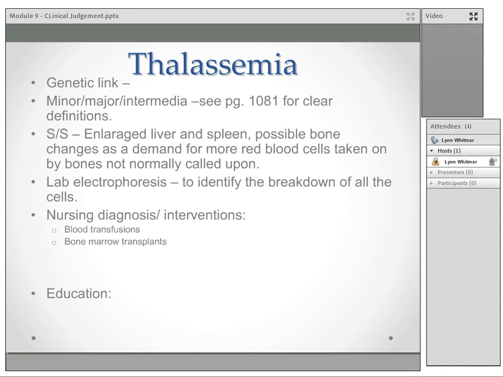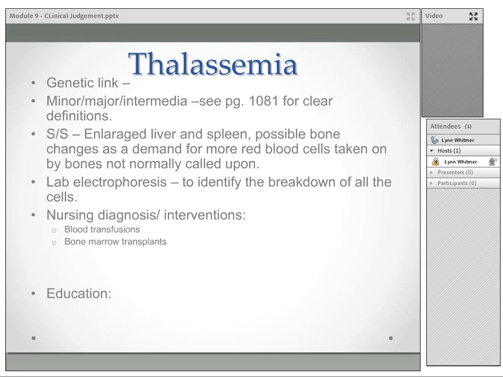Children that are symptomatic have enlarged livers and spleens, possibly some bone changes, as there's a demand for more red blood cell presence in the body. The bone that normally doesn't produce the red blood cells will start to move into action, and it can cause some deformity, especially if that bone is undergoing some change or growth. So we need to be watching for that. The way we diagnose this is through lab, which is a hemoglobin electrophoresis, where they can actually break down all the cells and look at them to identify what this link is.